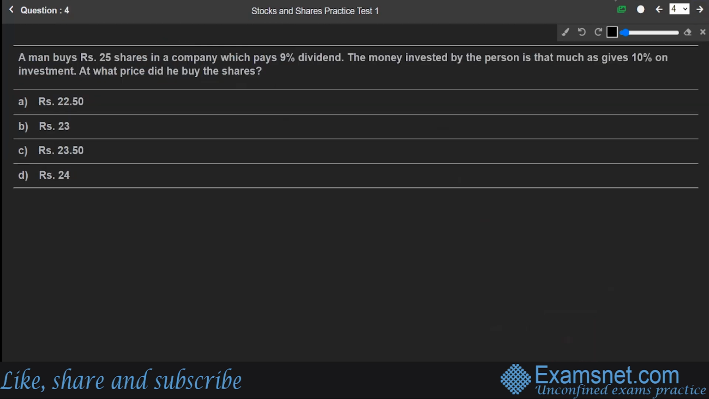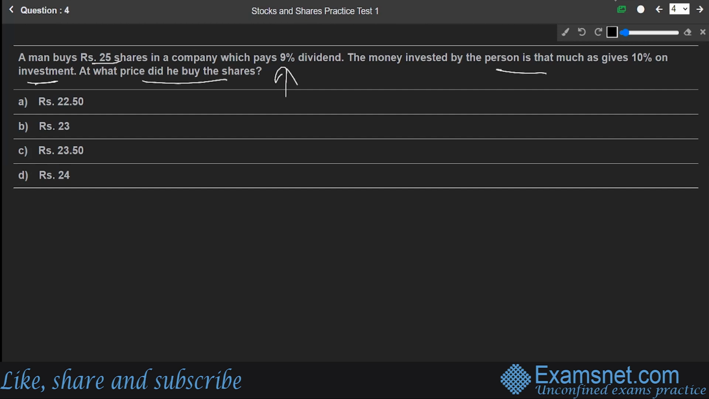Now, a man buys rupees 25 shares, that is the share is available at rupees 25, in a company which pays 9% dividend. The money invested by the person is that much as gives 10% on the investment. So he invested that much money, which gave him 10% of the investment. At what price did he buy the share? So we need to find out the cost of purchase of the shares. We can easily find out the cost of one share.